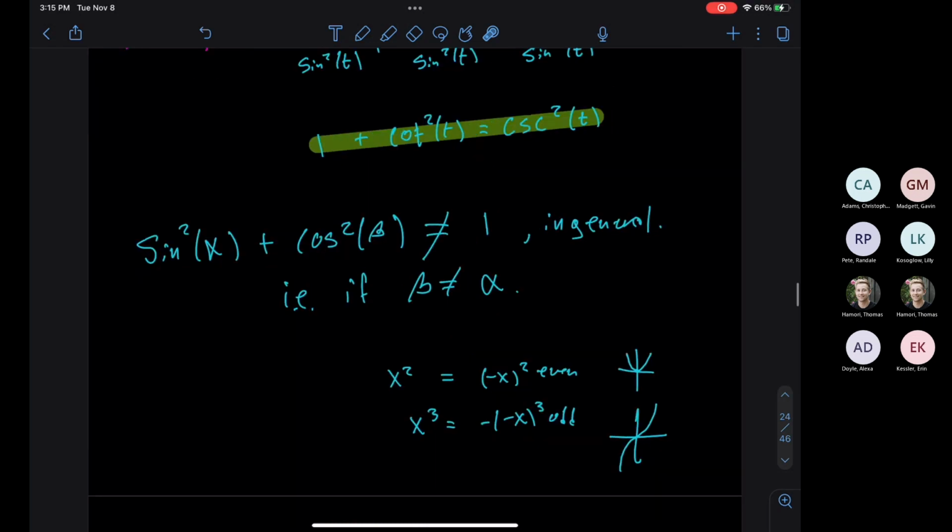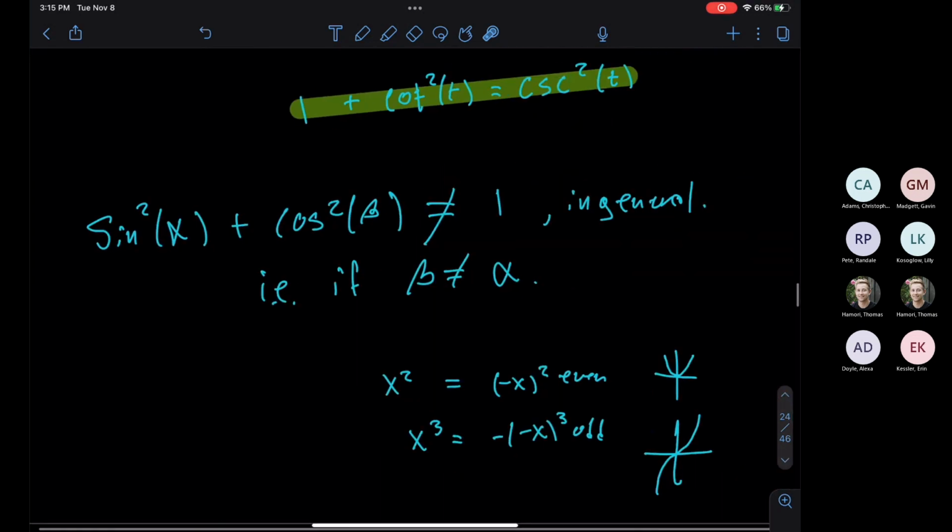So yeah, like I said, this is not going to be true if you put a different angle inside each of these. If you put a different angle inside each of these, it's not going to be true.